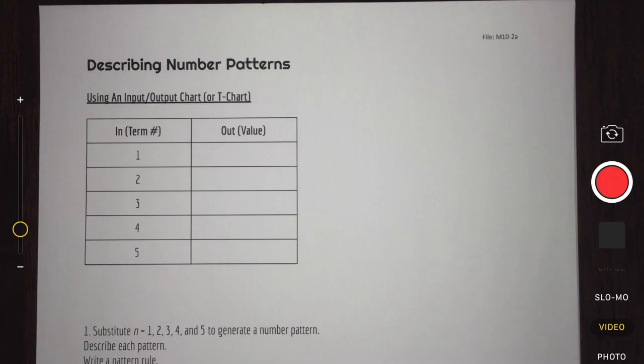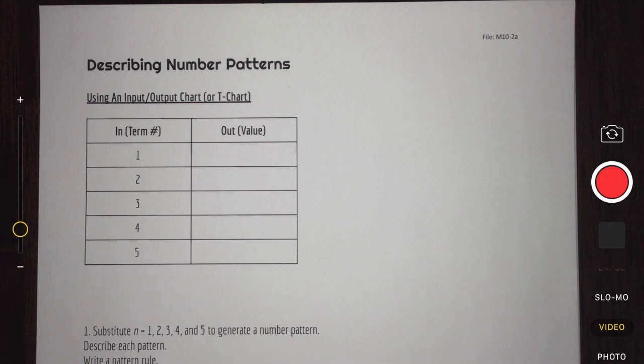Today we're going to take a look at describing number patterns, and we're also going to take a look at how we can use an input-output chart, or as we'll start to refer to it, a term value chart, to help us find the patterns and create expressions that we can use to find growing or increasing patterns.